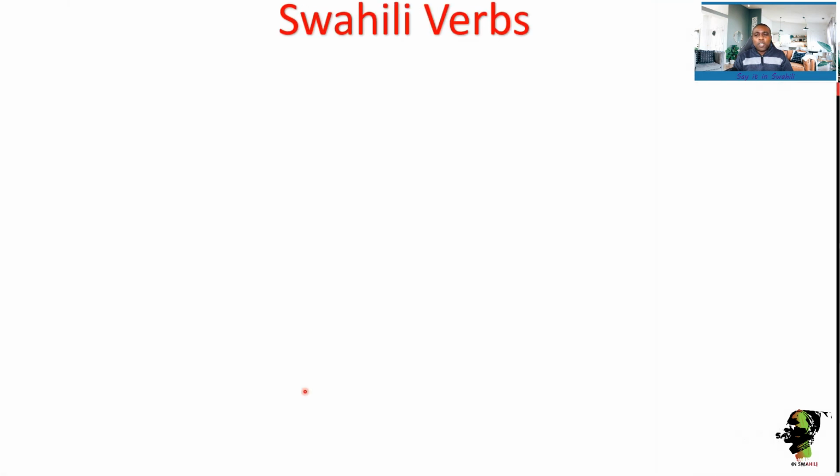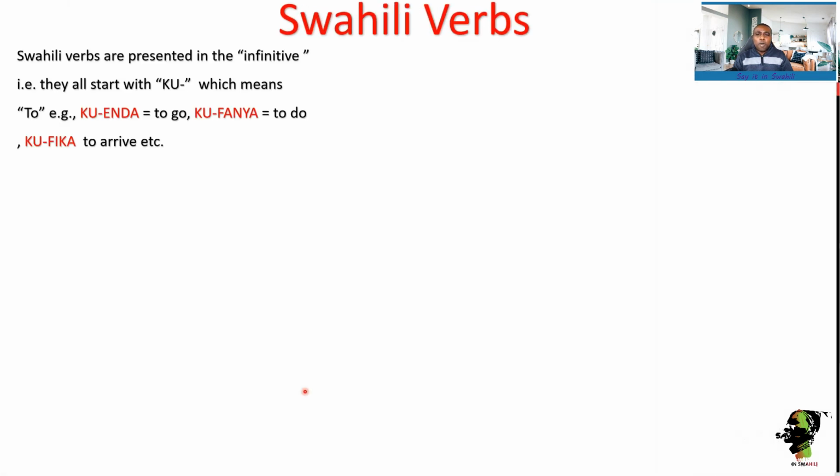So let's look at Swahili verbs. Number 1 thing, all Swahili verbs are presented in the infinitive. The infinitive is the word "to" in English, which translates to ku in Swahili. So you'll see Swahili verbs starting with ku, for example, kuenda, to go, kufanya, to do, kufika, to arrive. That's very important to know.